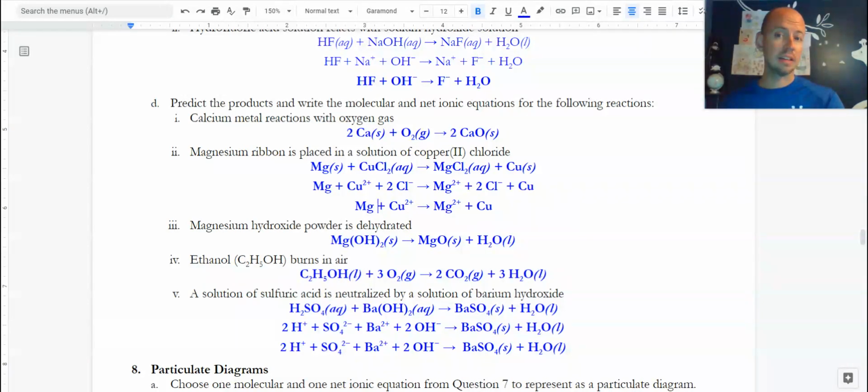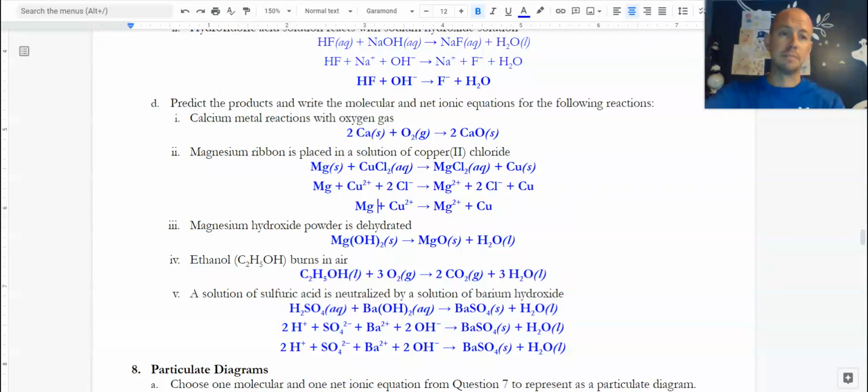This is a solid, as it said, this is a gas, and then this is a metallic compound. There's no water, so it's just a solid. It's not metallic, it's ionic. Here we have magnesium ribbon. Magnesium is a solid placed in a solution, so that's aqueous copper chloride. This is an example of a single replacement.